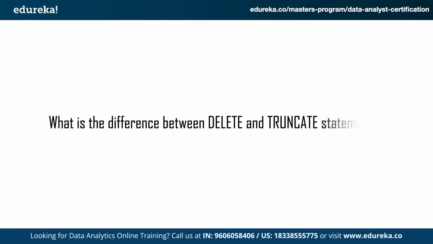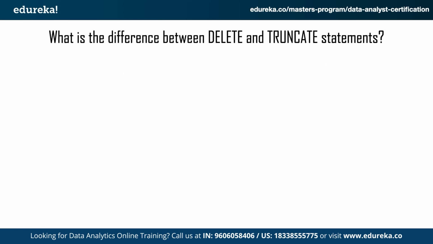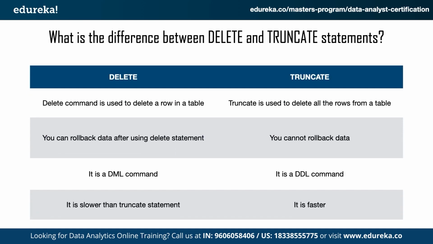Next, we have what is the difference between delete and truncate statements. The delete command can delete rows in your table. You can delete individual rows or a group of rows. Whereas the truncate statement is used to delete all the rows from the table. You can roll back to your data after using a delete statement. You can think of rollback as a save point in SQL. With rollback, you can navigate to a previous version of your data. This feature is not available with the truncate statements.